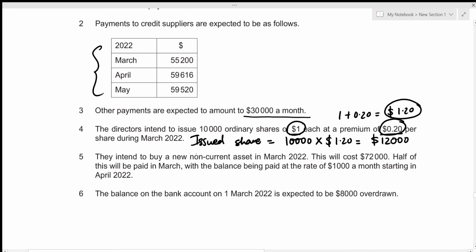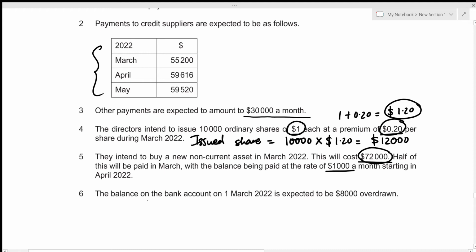Then they intend to buy a new non-current asset in March 2022. This will cost 72,000. Half of this will be paid in March, with the balance being paid at the rate of 1,000 a month starting in April 2022. So half of this amount of 72,000 will be paid in the month of March, whereas the remaining half will be paid in installments, where the installment amount will be 1,000 for each month.